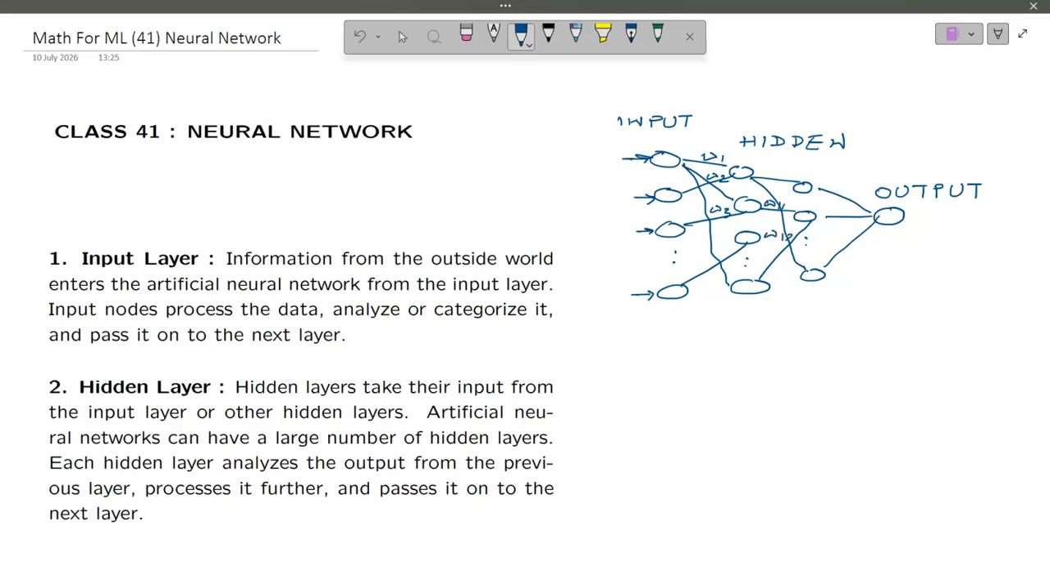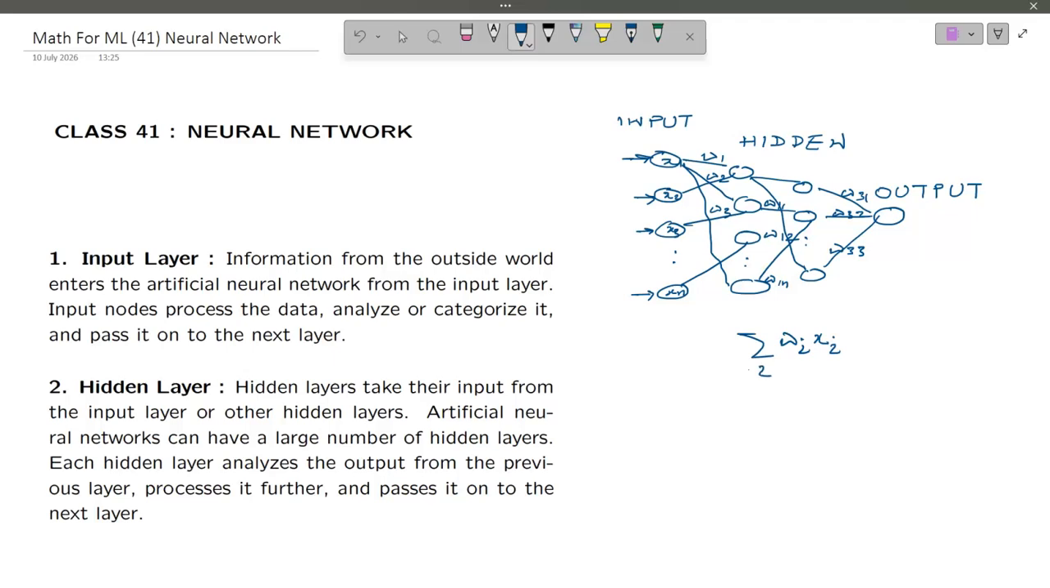W11, W12, W1n, then W31, W32, W33. These are the weights of the edges, and for each input x1, input x2, input x3, input xn, we calculate the summation wi xi for all available weights and the impulses.